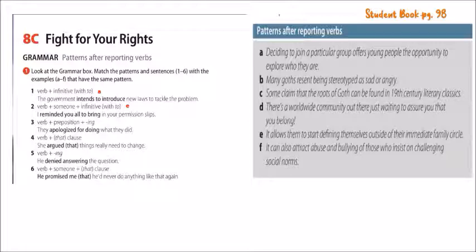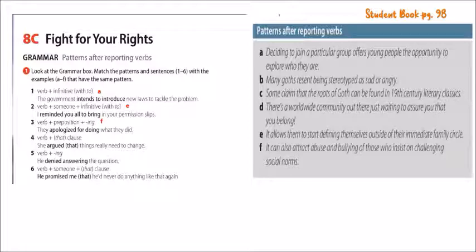The answer would be letter F, right? F, and it says it can also attract abuse and bullying of those who insist on challenging social norms. So the verb is insist, then we have a preposition, which is on, and then we have the verb in ing, which is challenging. Now what about number 4?